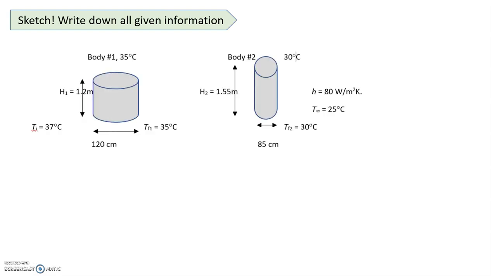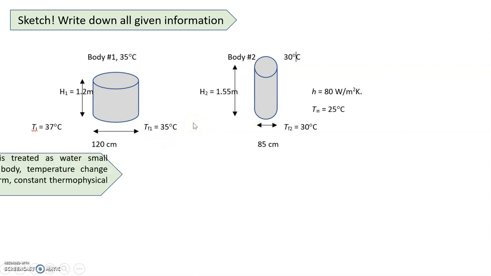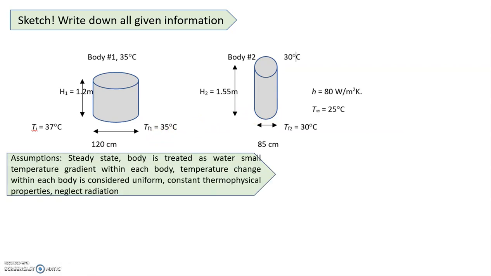So where shall we start? Sketch, of course, and write down all given information. So we have here the information for body 1 and body number 2. Body number 1 found at 35 degrees C, body 2 found at 30 degrees C. The height and the diameter are different, but the rest of the information is the same. So we have the usual assumptions: steady state, body is treated as water, small temperature gradient within each body, temperature change within each body is considered uniform, constant thermophysical properties, neglect radiation.